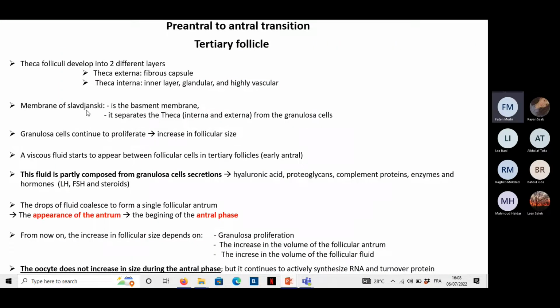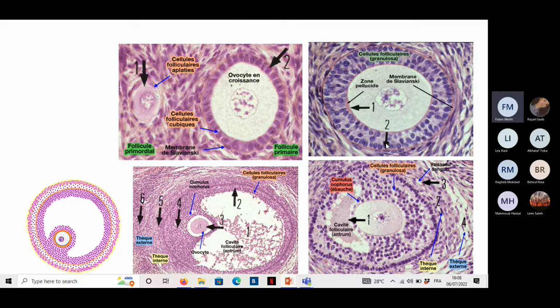The membrane of Slavjensky is the basement membrane. It separates the theca interna and externa from the granulosa cells. And in the tertiary follicle, the granulosa cells continue to proliferate, so we will have more granulosa cells, and we will now have follicular growth due to this granulosa cell division.